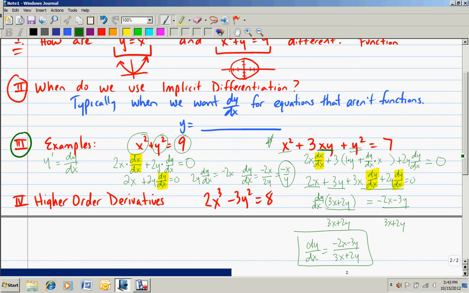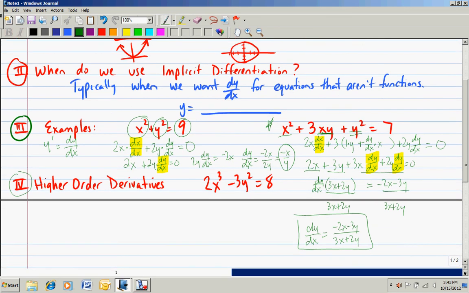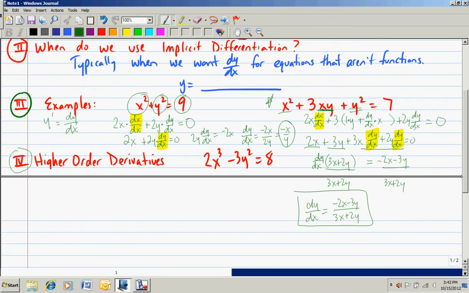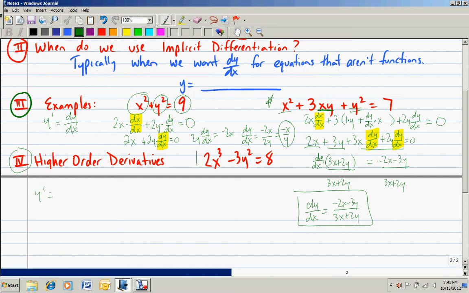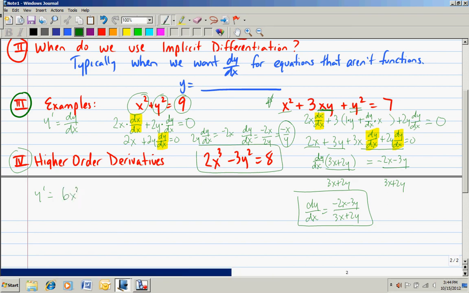Okay. One more example, point number 4. We want to take higher order derivatives. Well, let's go ahead and first of all take the first derivative. So y prime for this red equation here would be 6x squared dx/dx, which is 1, so I'll just leave that off, minus 6y dy/dx equals 0.